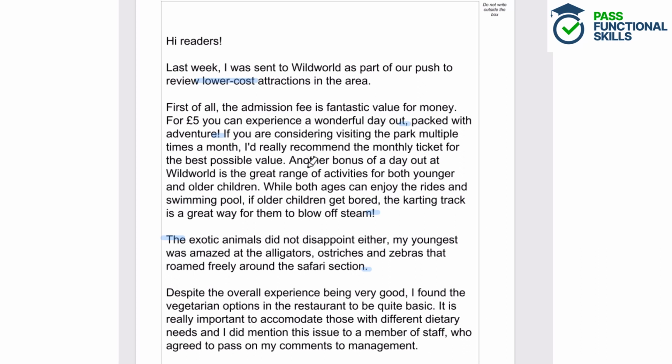You also need to make sure that if you are using any apostrophes, that you're using them correctly. So for example, we've got I'd really recommend here. Now, that has been used as a contraction of I and would. And because we are missing lots of letters in the middle there, we have put an apostrophe where those missing letters would go. So most of the word would fit in the middle there. So make sure that you're using capital letters, full stops, commas and apostrophes correctly in your answers.